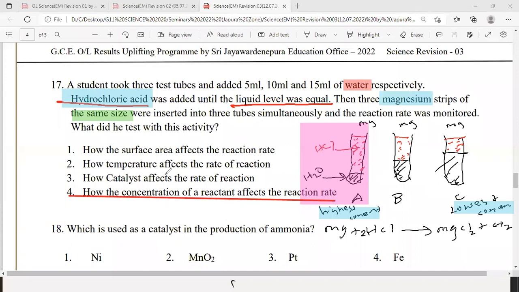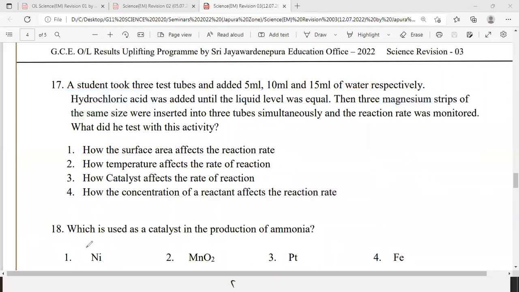By mixing with water. That process is called dilution. Mixing of an acid with water is called dilution. So then we call it diluted acid. Which one is diluted more? Tube C is diluted more. Diluted less, tube A. Less water, dilution is less. So in tube C, dilution is more because more water is added than HCl, right? Question number 17, answer is 4.